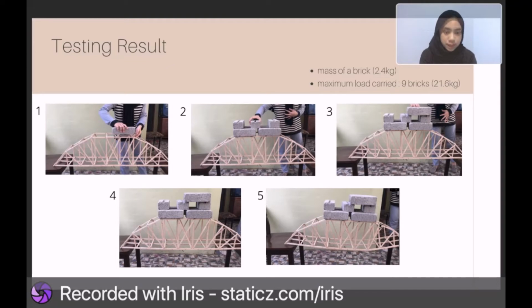As we can see, the bridge starts to deform at the top right after 9 bricks have been placed on the bridge, and the bridge collapsed and broke. This shows that the camelback truss bridge that I designed can sustain maximum 9 bricks. Hence, we can say that the maximum load that can be held by the bridge is 21.6 kg.